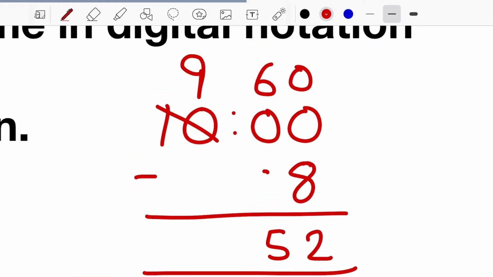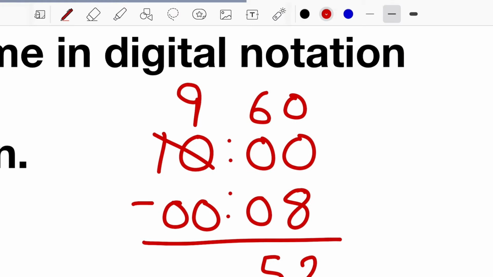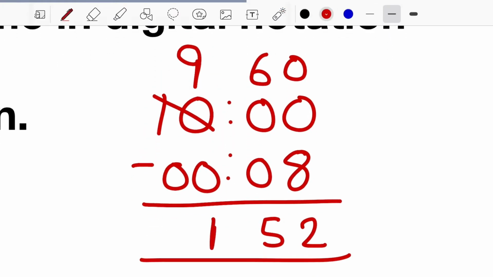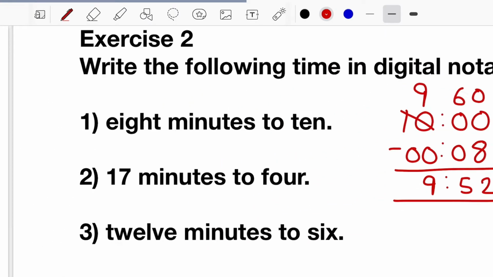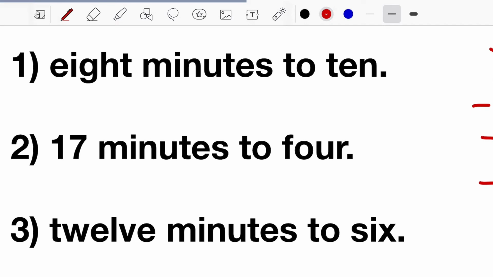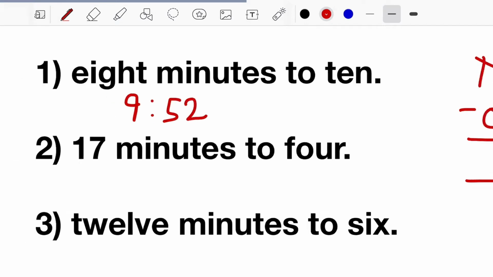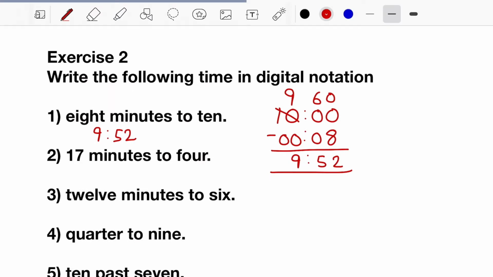And we have 0 here, 0 here, 0 here. So 9 take away 0 is 9. So the time is 9:52. They didn't specify if it was AM or PM, so we leave the time like that.